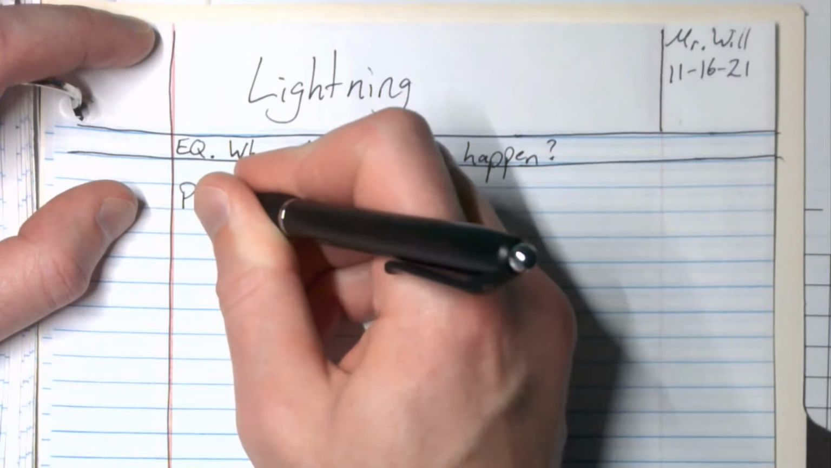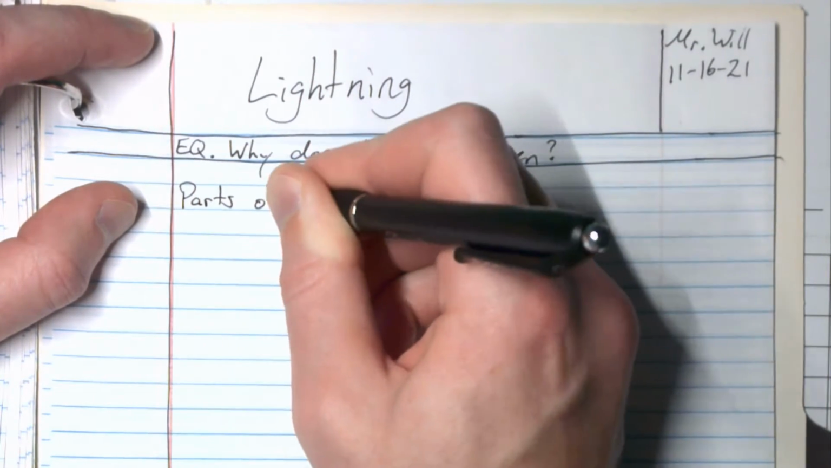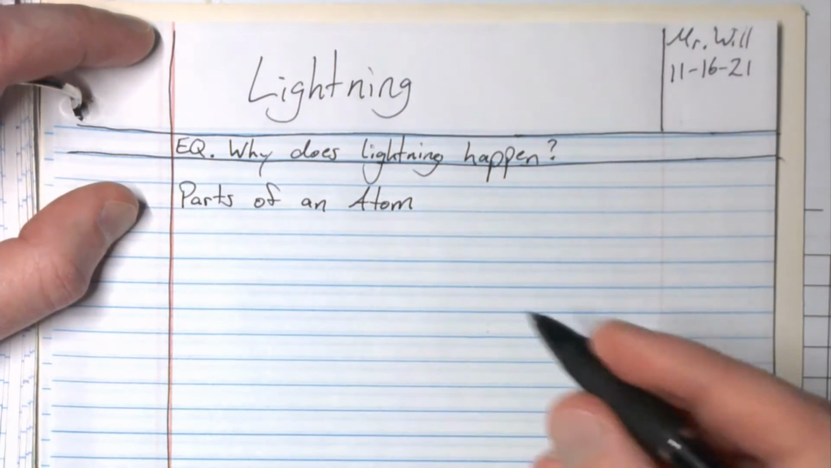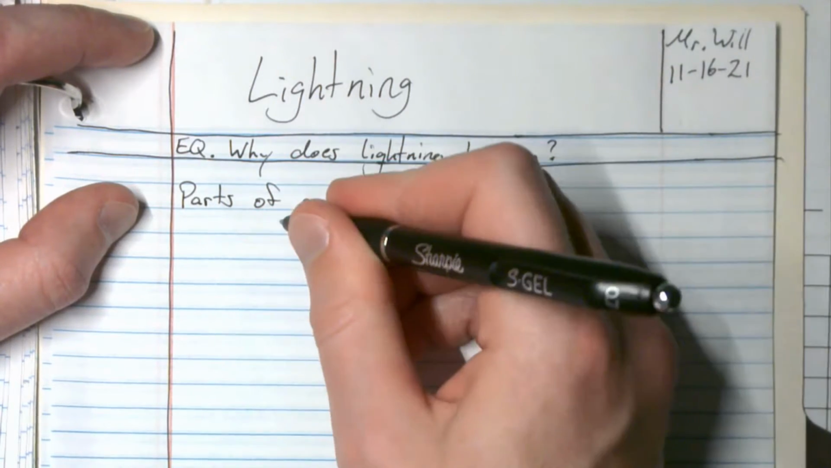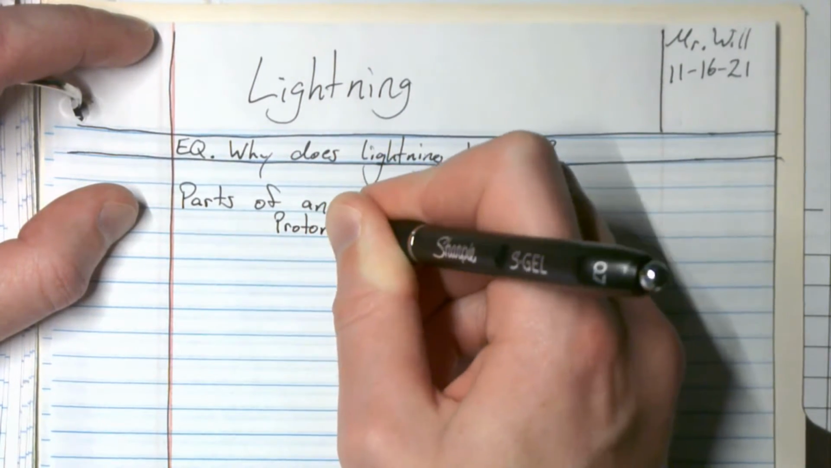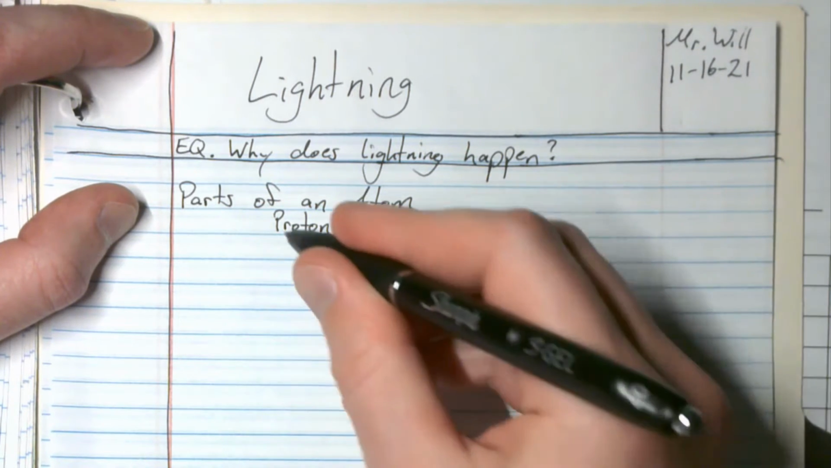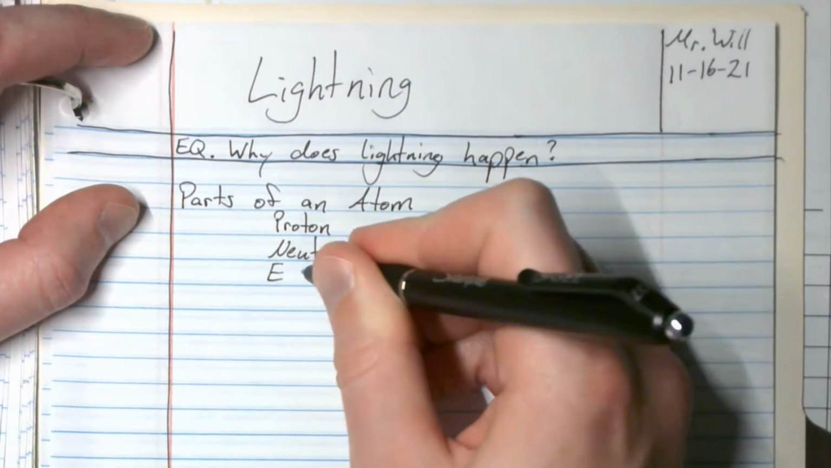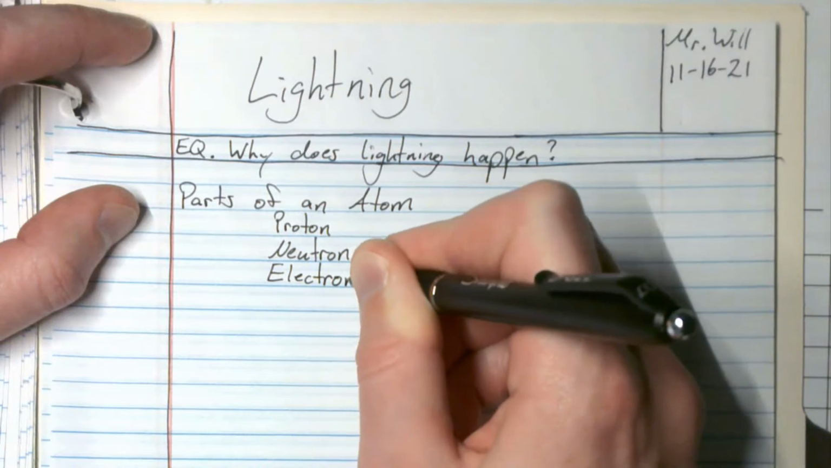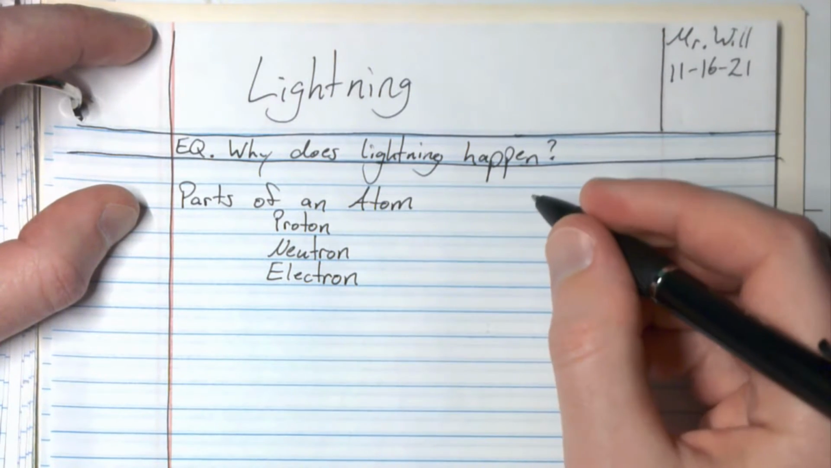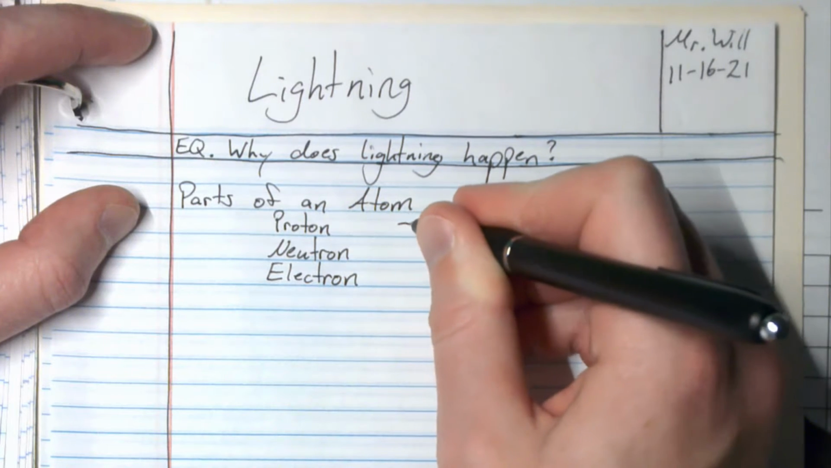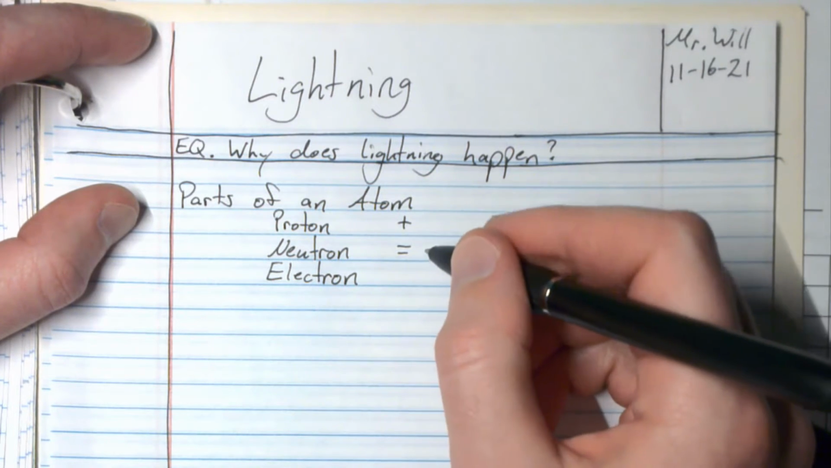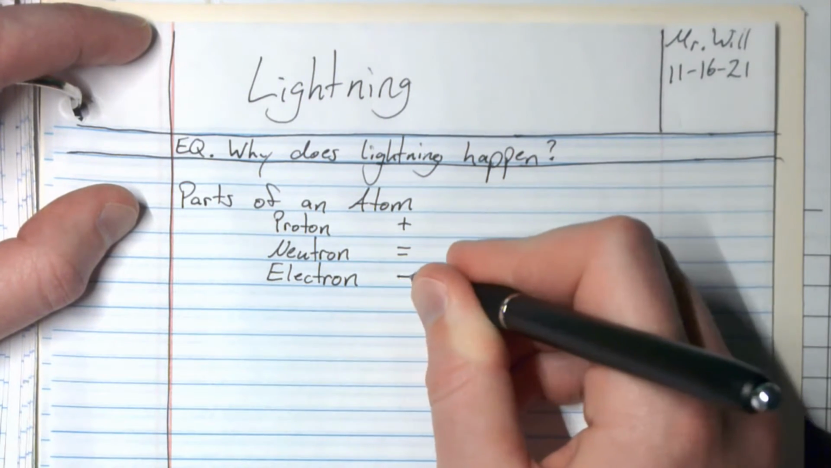So we're going really basic. There are 3 parts that we're going to talk about. There is a proton, a neutron, and the important one for us in this case is an electron. So the protons, they are positive. Neutrons are neutral, meaning they don't have a positive or negative charge, and electrons are negative.